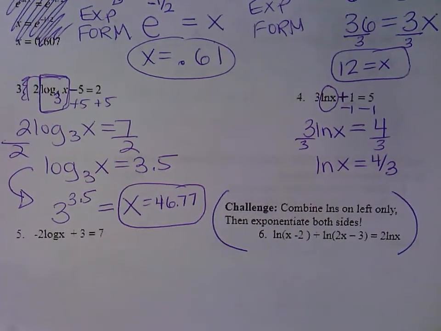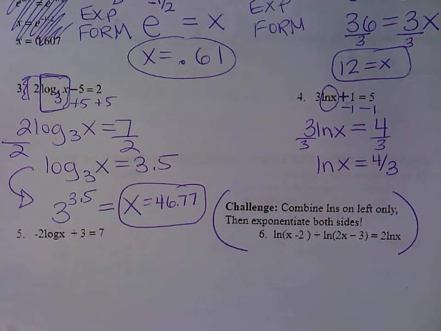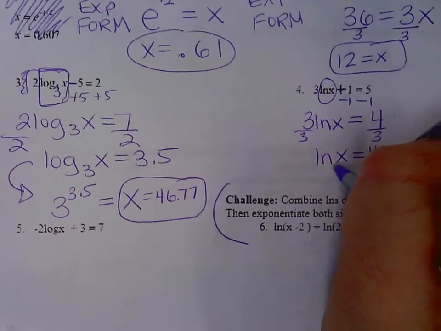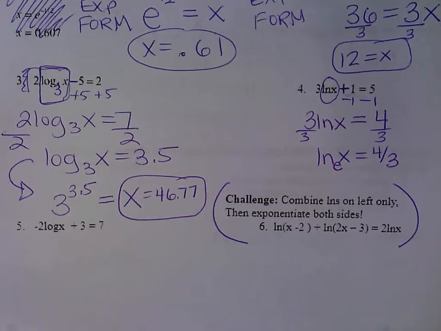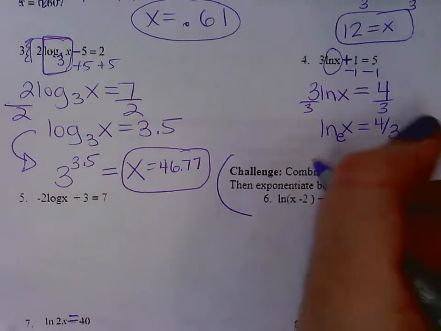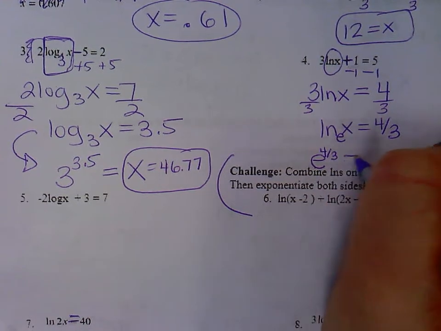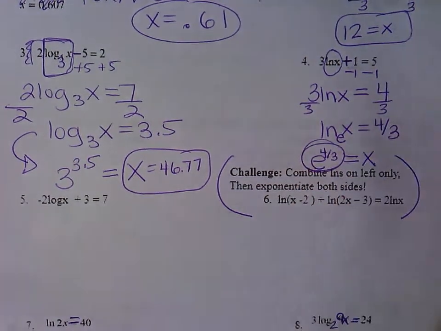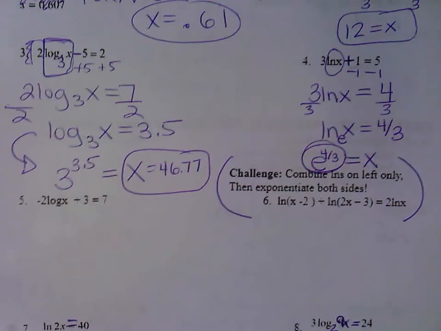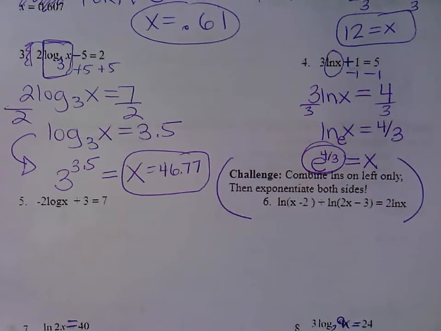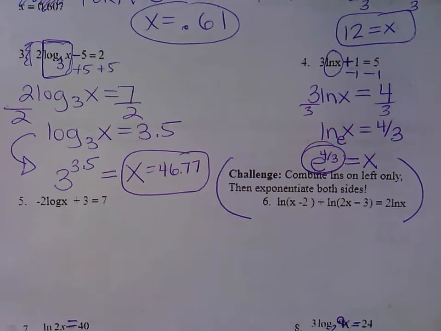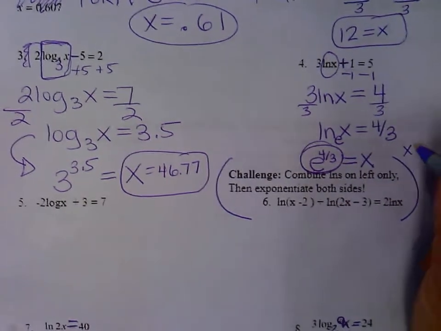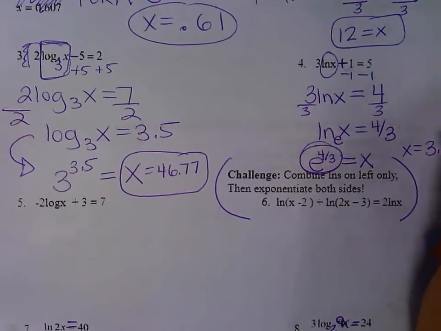What is my base that's hiding? If it's a natural log, the base is e that's hiding there. So how do I rewrite this in exponential form? e to the 4/3 power equals x. I need to just type that into my calculator. e raised to the 4/3 power. You could just type it as 4 divided by 3, and it should come out to 3.79. x equals 3.79.